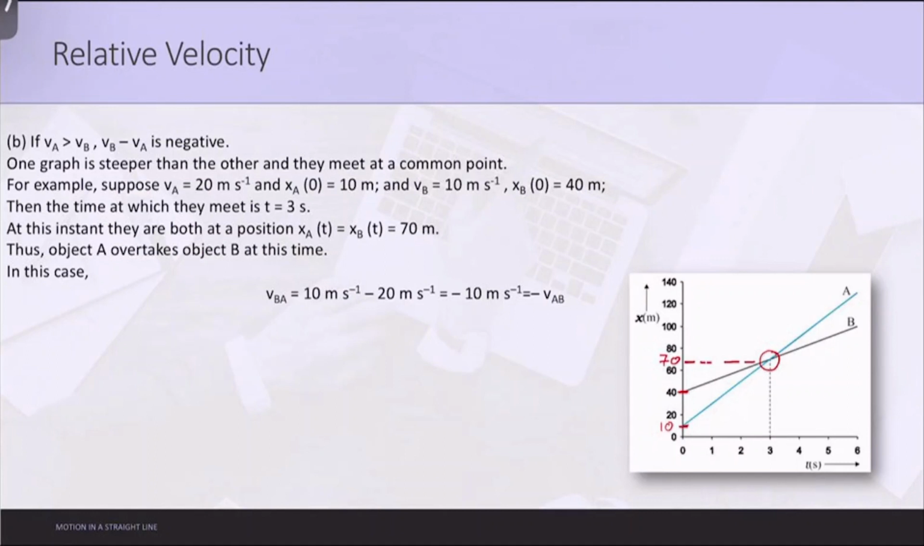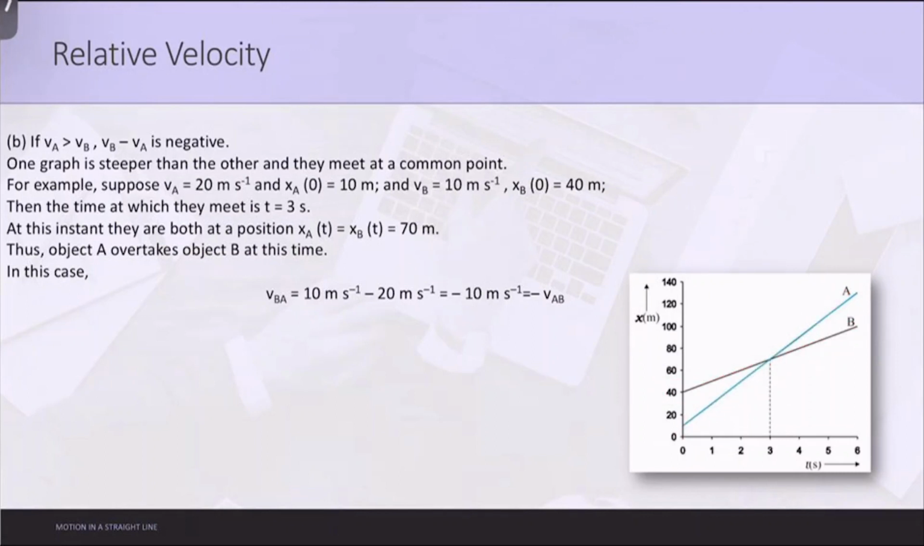Okay, thus object A overtakes object B at this time. So first of all, object A was here, object B was here, and then object A overtook. Okay, object A was here, object B was here. Either the displacement was higher, but this was the point at which object A took over and it went up.